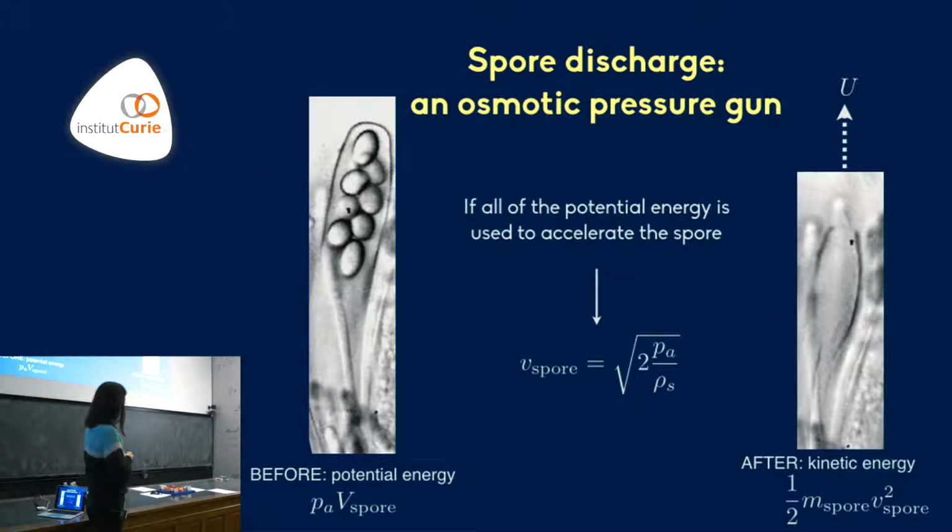So this, by the way, is something one could use to calculate the internal pressure in these pressure guns. This depends on the concentration of osmolytes. If you use the dilute expression, the van 't Hoff expression, you'll know that for 100 millimolar, which is what is typically measured for osmolytes in fungal spores, this is several atmospheres. So if you plug the numbers in here, you'll find that the velocity of the spore is of the order of meters per second. Okay?